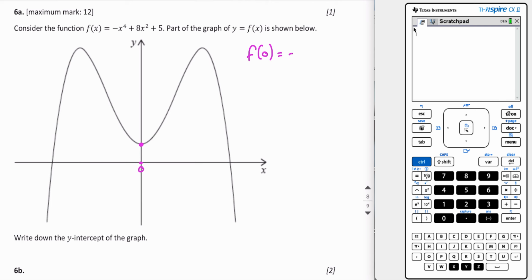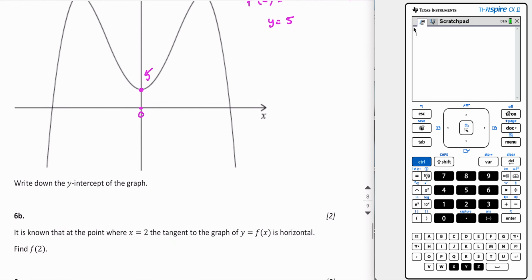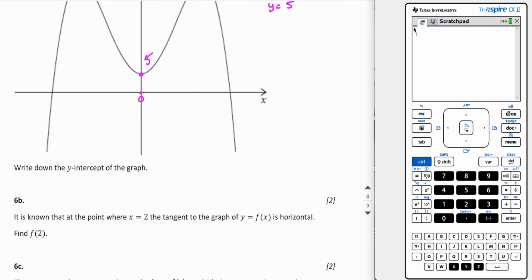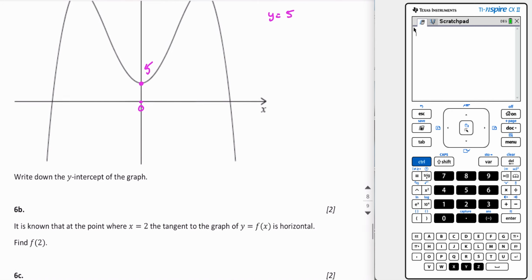So we're going to have negative 0 to the power of 4 plus 8 times 0 squared plus 5. It's 5. So the y-intercept of the graph, y equals 5. Not 0, 5. I'm sticking with 5 because it's asking for the y-intercept rather than the coordinates. It is known that at the point where x is 2, the tangent to the graph is horizontal.